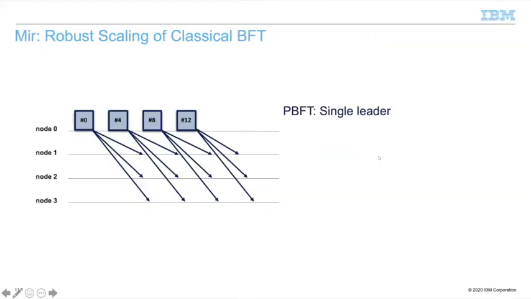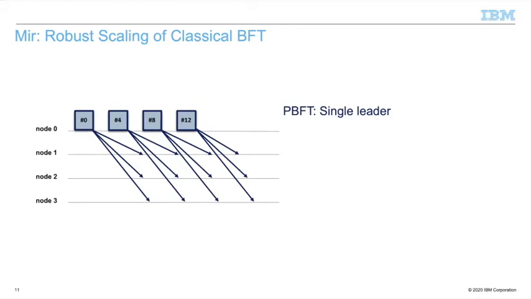Now what we do in Mir, I will just try to capture the basic idea. PBFT has this concept of watermarks, so it can propose messages out of order inside the window. Here I have node 0 being the primary and proposing batch number 0, batch number 4, batch number 8, batch number 12. So the leader can do this in parallel. And of course, we still didn't solve the leader bottleneck.